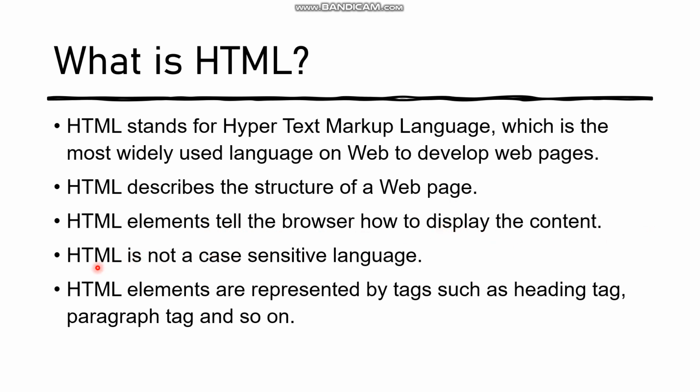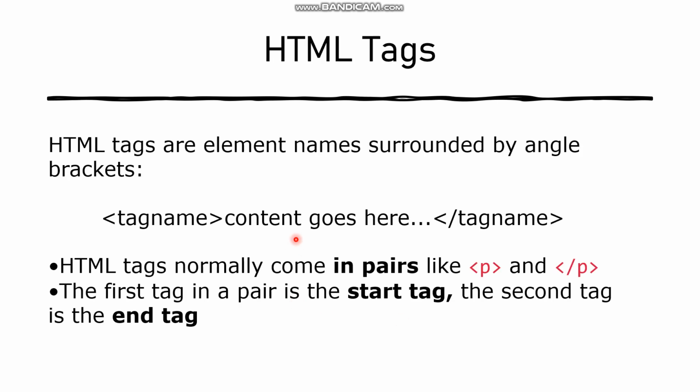This is very important: HTML is not a case sensitive language. HTML elements are represented by tags such as heading tags, paragraph tags, and so on. We will study many tags later in our course. This is how we define a tag. We have an opening tag, we have a closing tag, and whatever we want to write goes in between these two tags. These tags normally come in pairs like this. We have an opening tag, we have a closing tag.